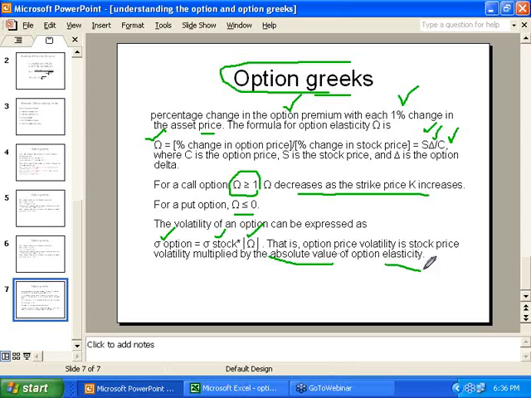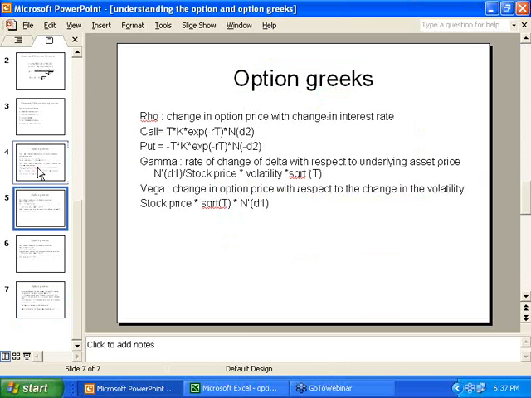This is also known as the elasticity of the option. So volatility is the elasticity of the stock, and by this process if you are finding out the volatility, then it is called as your elasticity of the options. So I have explained almost all the formulas, so one by one we will work out.